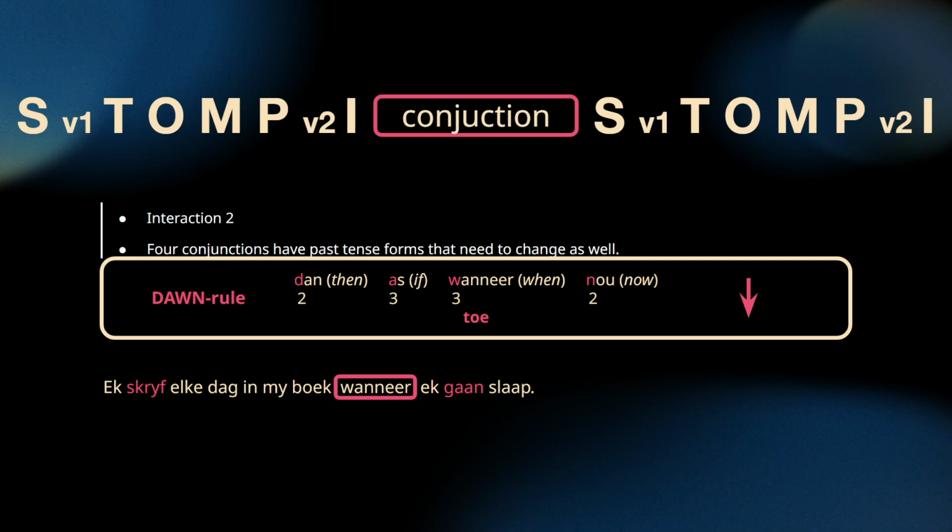So immediately we recognize wanneer as one of my dawn conjunctions. Ek gaan slaap we've spoken about already. So in my answer, I begin with an adverbial phrase of time. Verlede jaar het ek elke dag in my boek geskryf. Again, maintaining my first verb in the second position. Het ek elke dag in my boek geskryf.